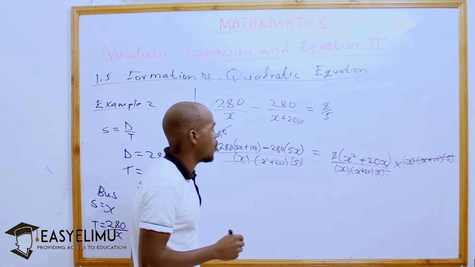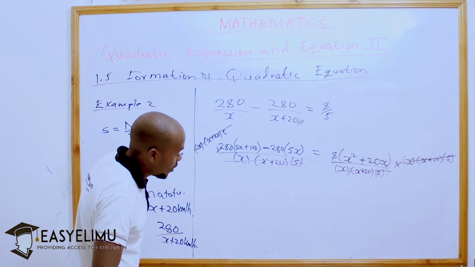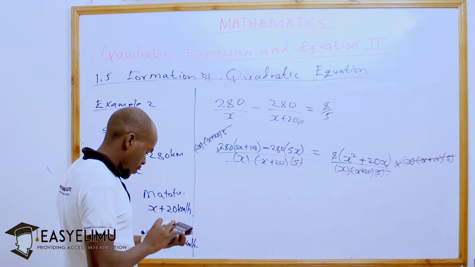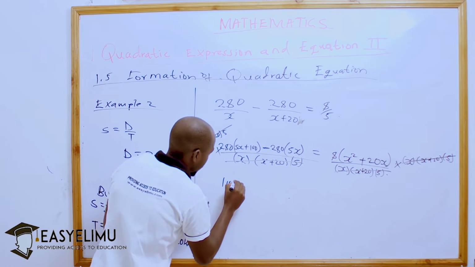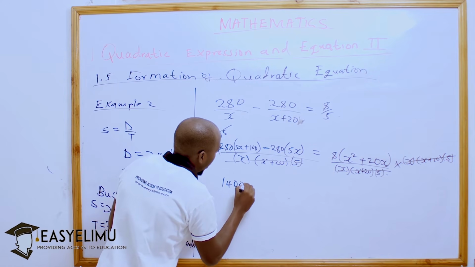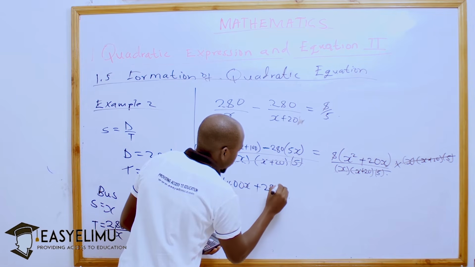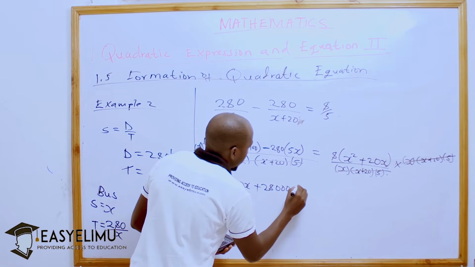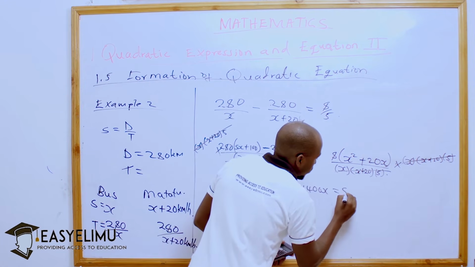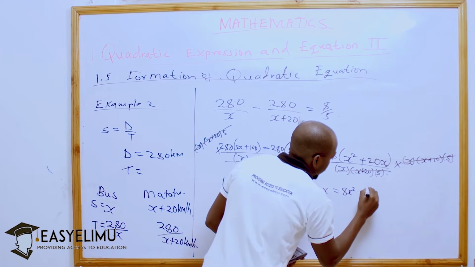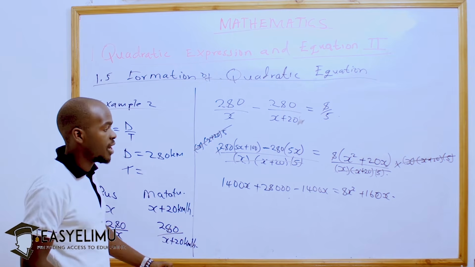Cancels the other. So we are remaining with the 280 multiplied by 5. And we shall find this one is giving us 1400x plus 28,000 minus 1400x is equal to 8x squared plus 160x. That's what we can find from that equation.